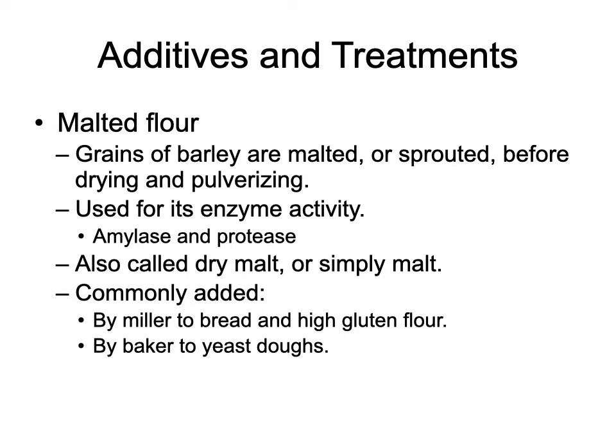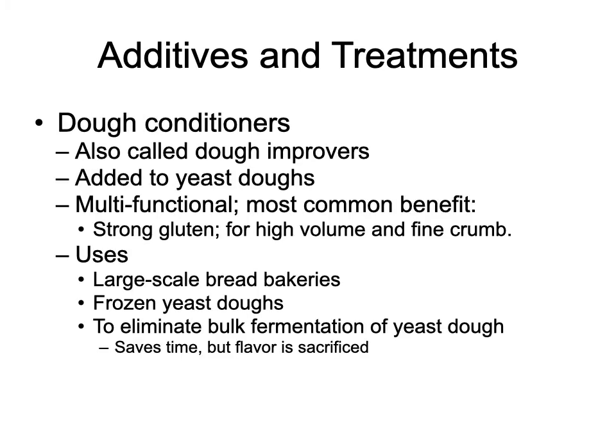Malted flour. These are grains of barley that are malted, or started to sprout, before drying and pulverizing. Used for its enzyme activity. It's commonly added by the miller to bread and high gluten flour, but it's also used by bakers in yeast doughs. And that's, like I say, in certain doughs it's called for. I know it's in my bagel recipe, it's in my pretzel recipe, and it works very well to help increase yeast growth.